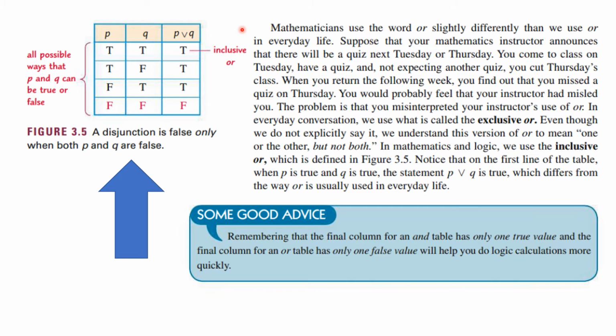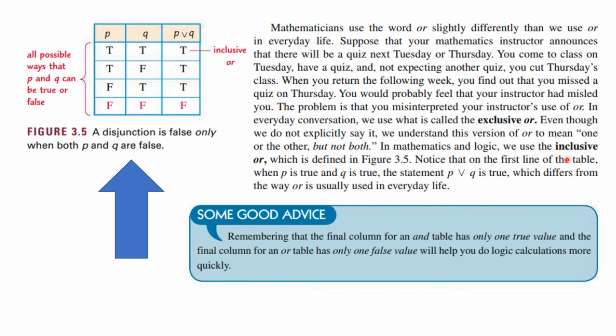So suppose your math instructor announces that there will be a quiz next Tuesday or Thursday. You come to class on Tuesday and have a quiz, then you're not expecting another quiz, so you could cut the Thursday class. Actually, I hope you wouldn't do that. When you return the following week, you find out that you missed a quiz on Thursday as well. You probably feel your instructor misled you. But the real fact is that he used this in terms of an inclusive or. So both could be true, and you still get a true.